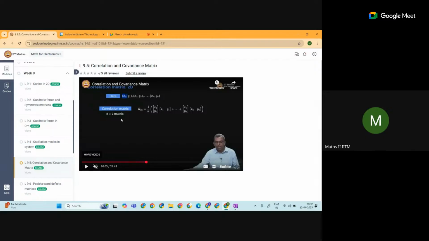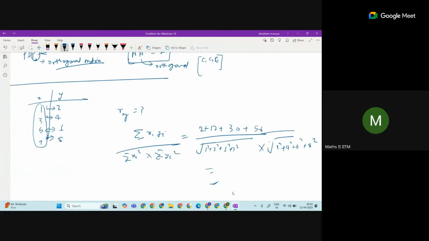So again, once you have this correlation, how will we find the correlation matrix? To find the correlation matrix, we'll take data from here. You can take these vectors each time. Let's say this is v1, v2, v3. The first vector is 1 2, the second vector is 3 4, the third vector is 5 6, and the fourth vector is 7 8.